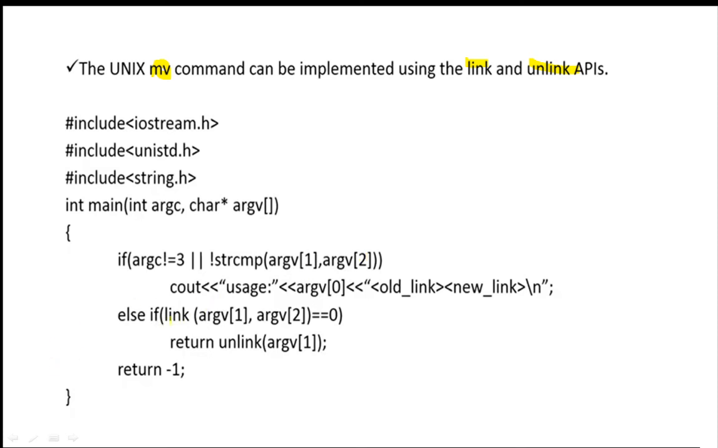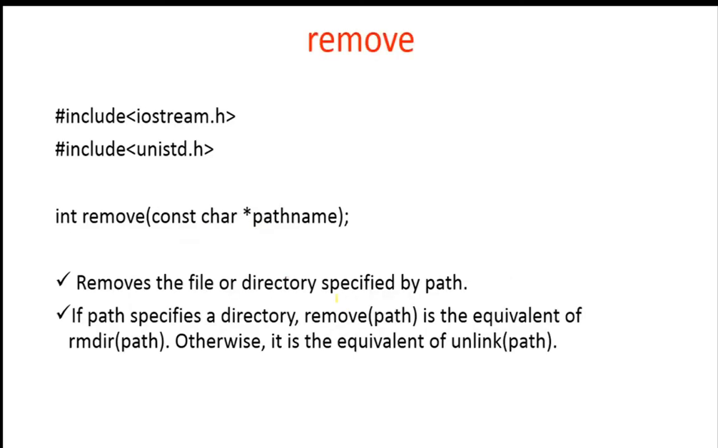Else, if link argv[1], argv[2] is equal to 0, then both are having the same link, so you are going to unlink the first link, meaning you are removing the first one. See here I have one file, and here I have one file, the same file only. So mv means you are going to move, meaning you have to create the link for the second file, and just remove the first, right? See here what I have done: I have created the new link for this one, and I have unlinked the first one.